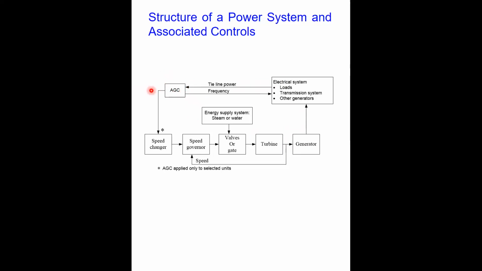So here again the signal is fed to the speed governor. But here the information is exchanged with another area, another power plant to which your generator or the power plant is connected, and then this loop forms the secondary loop or the outer loop control for frequency regulation here.